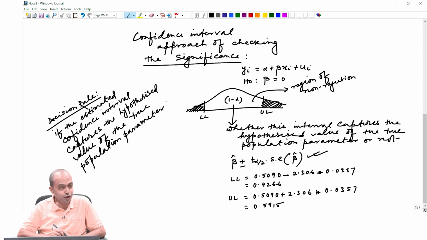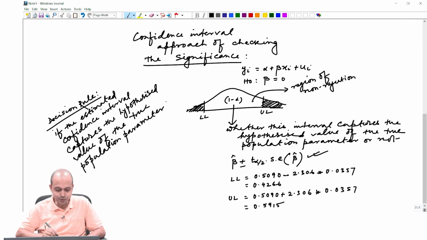And if you do not reject your null, then what would be your decision? That means what would be the inference? That means the variable is not significant. This is the decision making rule.